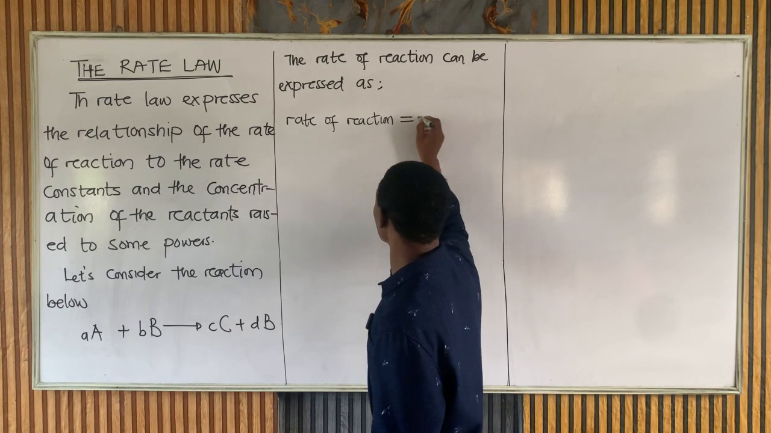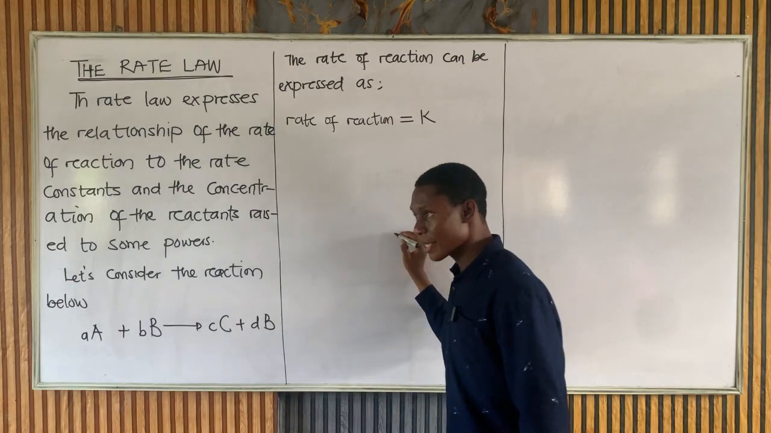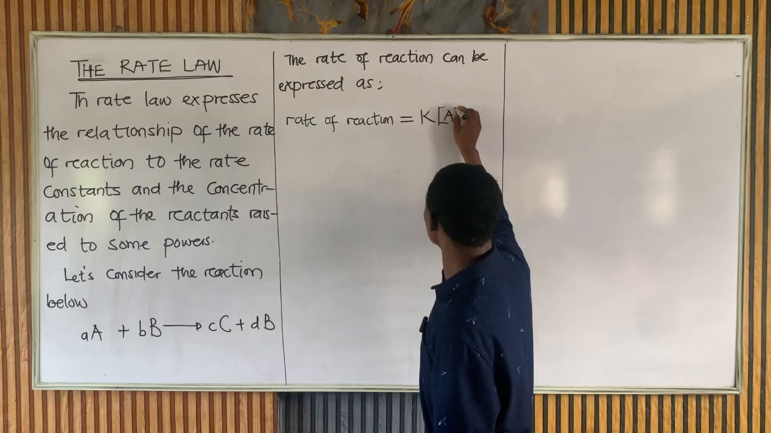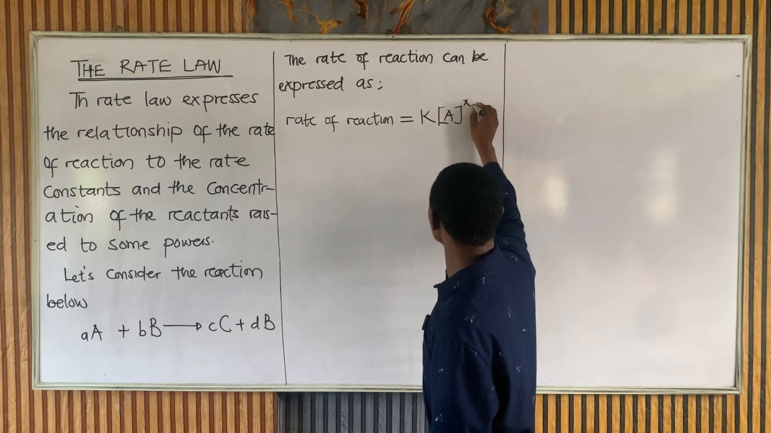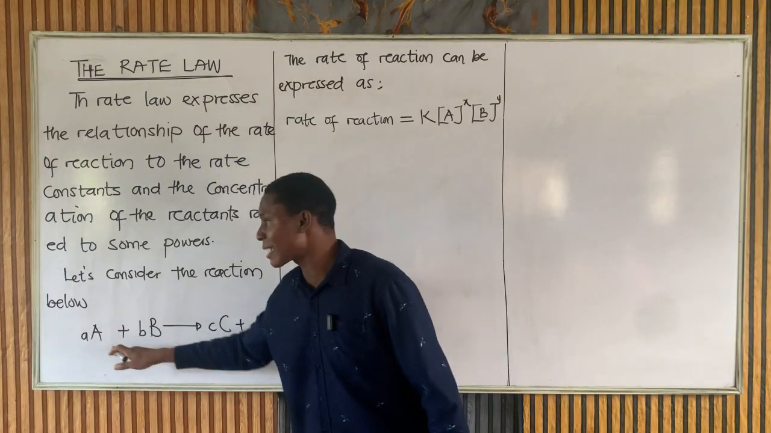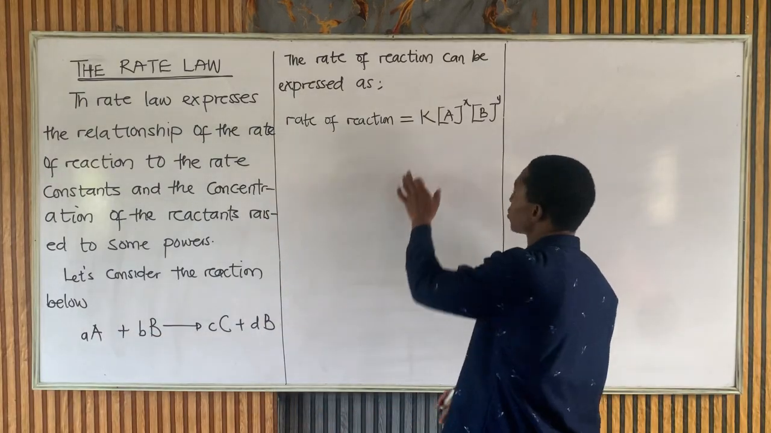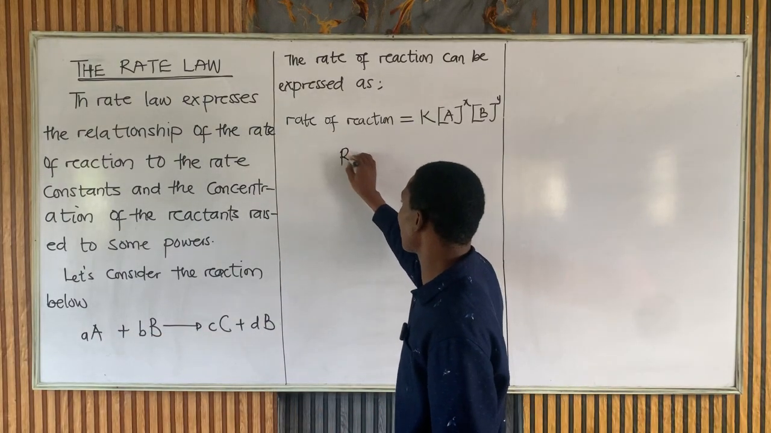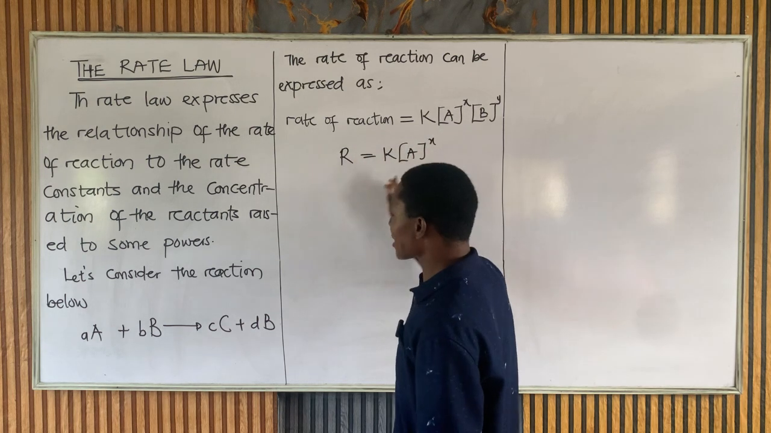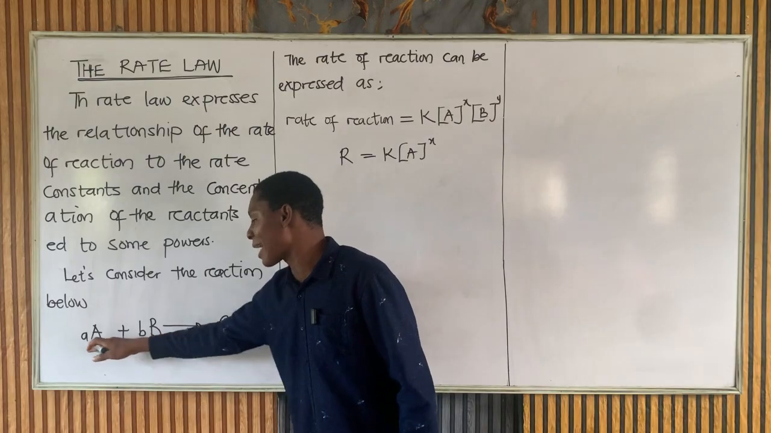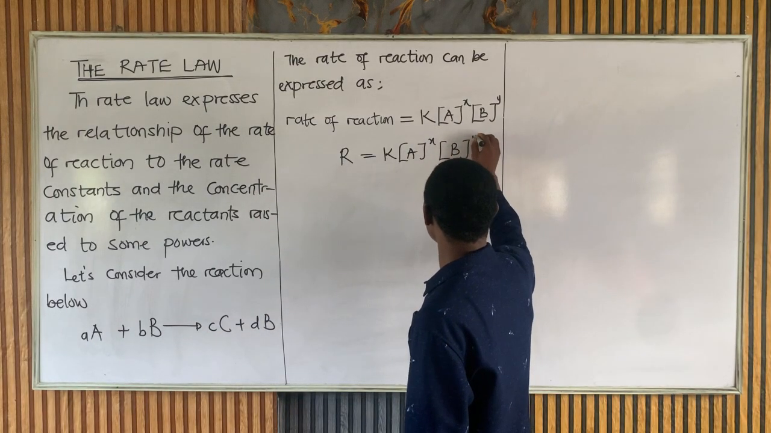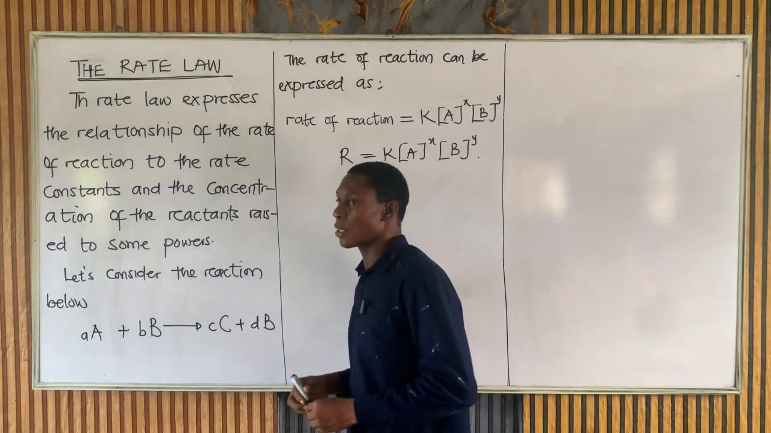The rate law states that rate of reaction is equal to the rate constant K, times the concentration of reactant A raised to some power X, times reactant B raised to some power Y. So you can say rate of reaction R is equal to K, concentration of A, concentration of B, raised to some powers. Why are we using A and B? Because A and B are the reactants. That's what the rate law is saying.